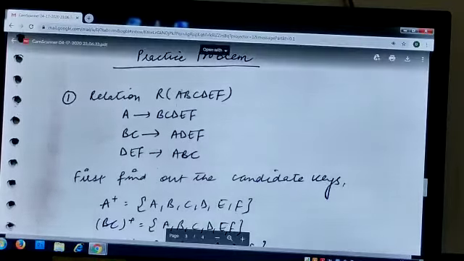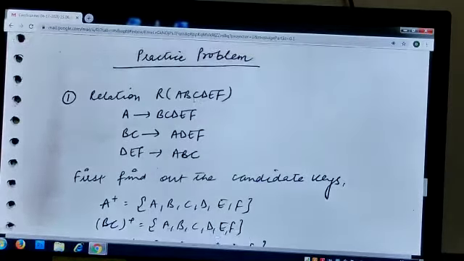Suppose I am given a relation R with the attributes A, B, C, D, E, F, and this is the set of functional dependencies given to me: A to B, C, D, E, F; B, C to A, D, E, F; D, E, F to A, B, C.